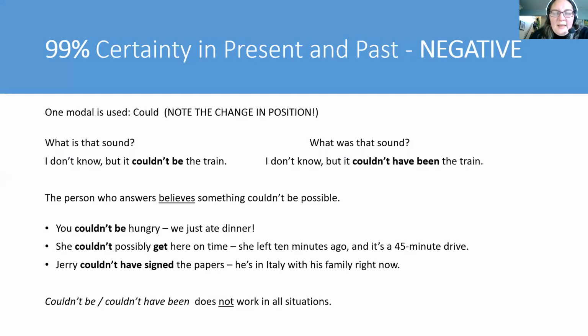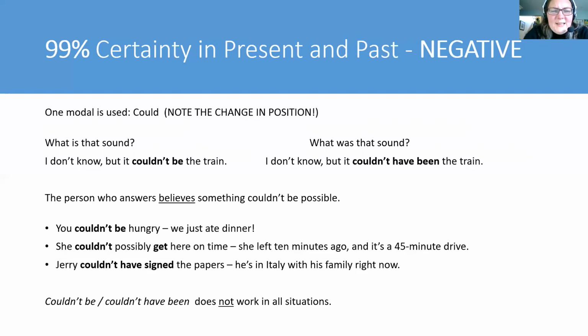For some reason in our language, the moment we add not with could, we change our certainty from around 50% to like 99%. And what's really tricky about this particular situation with could not is that it all has to do with belief. The person who answers with couldn't actually believes that something isn't possible. It couldn't be possible. Do you see that in there? Couldn't be possible. All right.